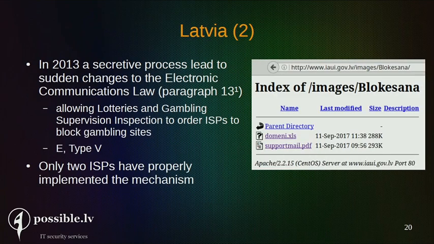So in 2013, a secretive, closed, and very fast, unnecessarily fast, in my opinion, process led to changes in electronic communications law. So paragraph 13 prim was created, and it allowed lotteries and gambling supervision inspection to order internet service providers to block gambling sites. This is, of course, censorship for economic interest reasons, because we, as a community, which is represented by our government, do not want gambling that doesn't pay taxes to Latvia to happen in Latvia.